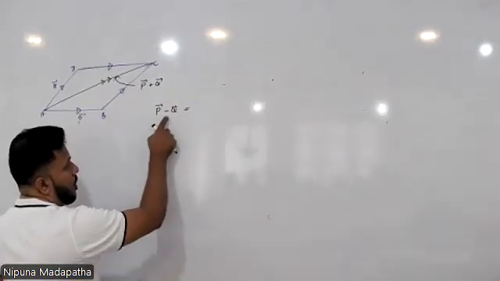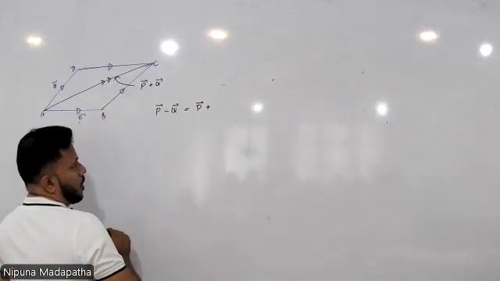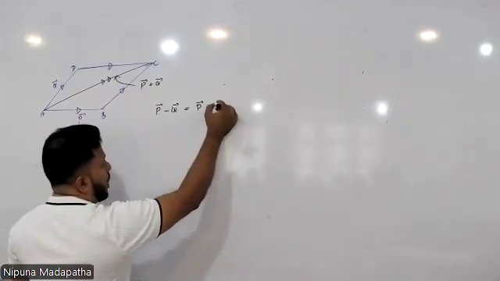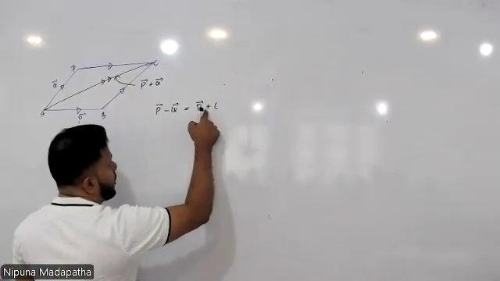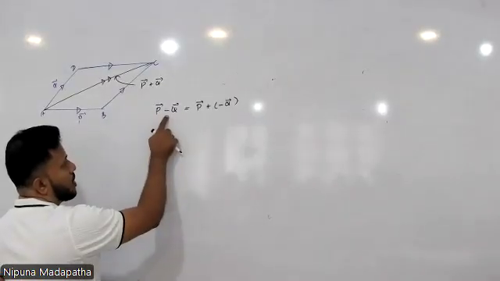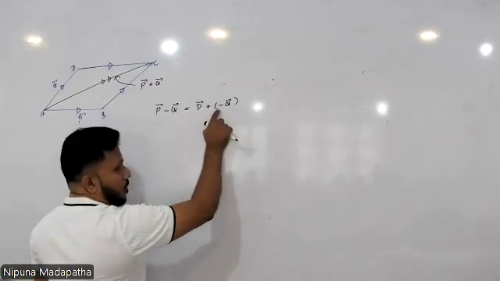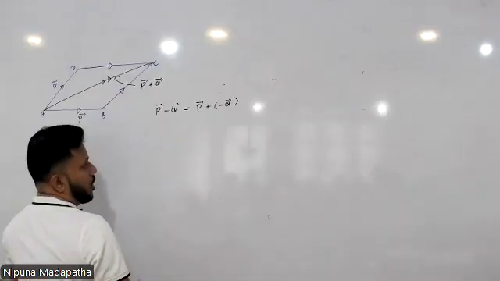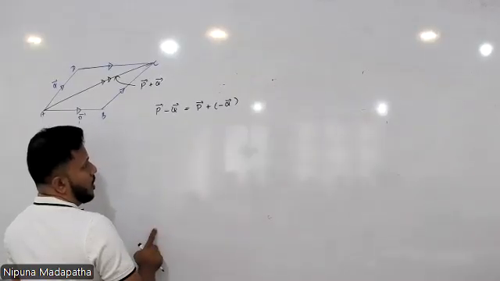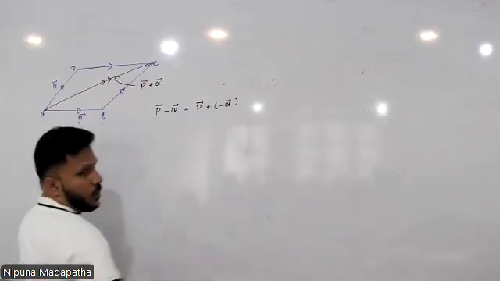So P minus Q, we can think, right? Here the minus Q, I'm going to write it as P plus negative Q. So you can think of P minus Q as P plus minus Q, addition of two vectors. P minus Q, subtraction of P and Q, is equal to P plus negative Q.